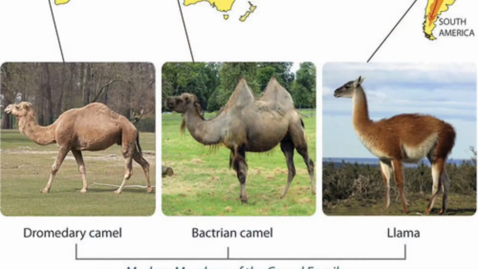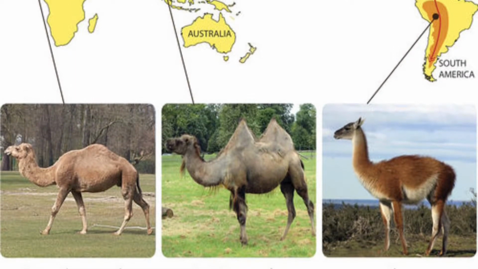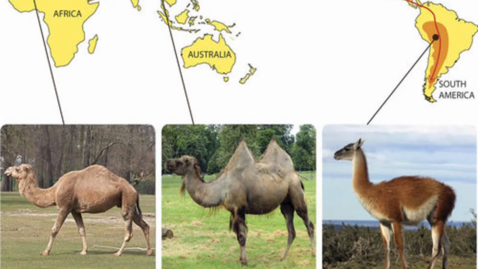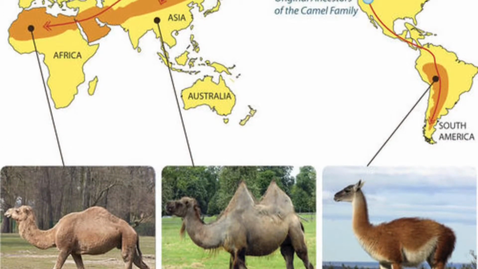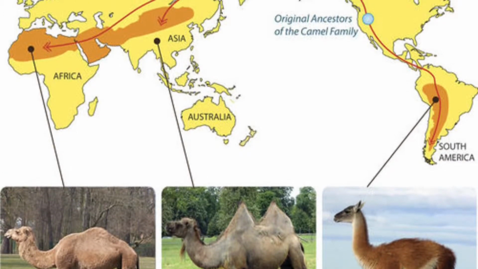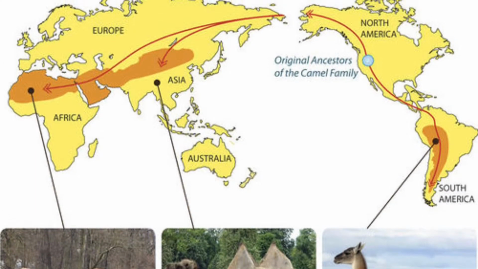An example of biogeography would be the camel species. The common ancestor of all camels originated in North America during the time of Pangaea. The camels migrated across the land and Pangaea split. After the split, camels adapted to their different environments. Dromedary camels are found in Africa, Bactrian camels are found in Asia, and llamas are found in South America.